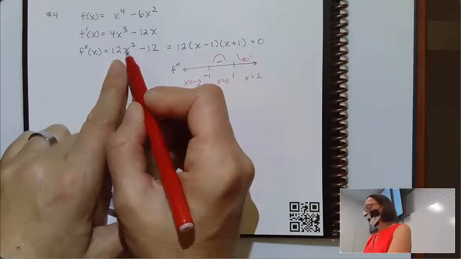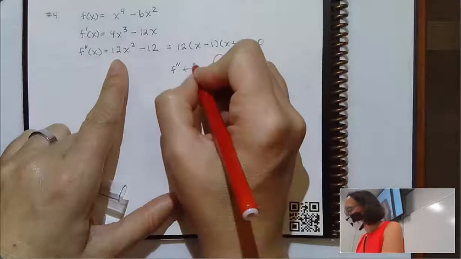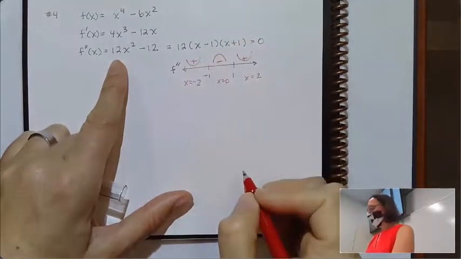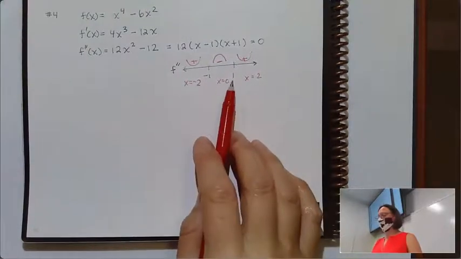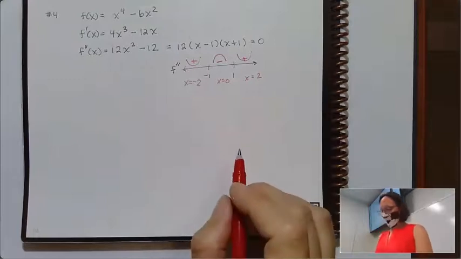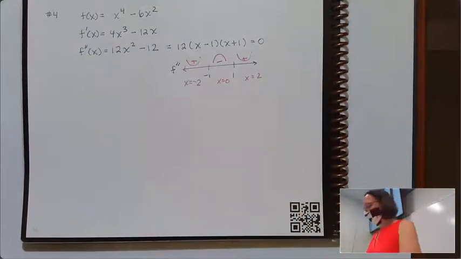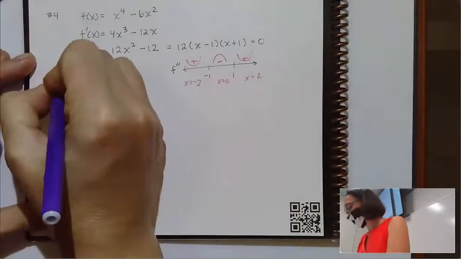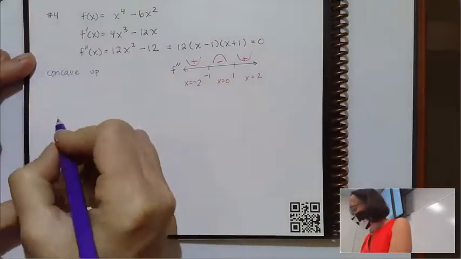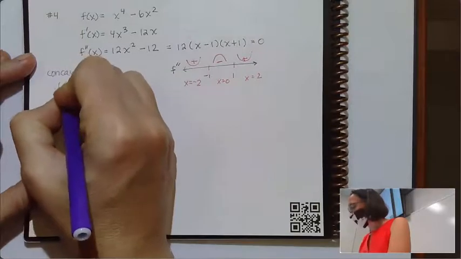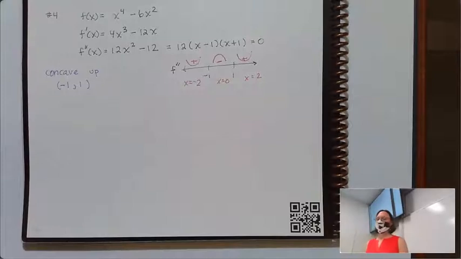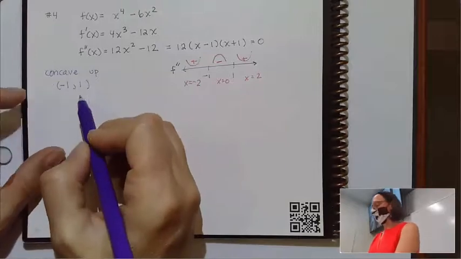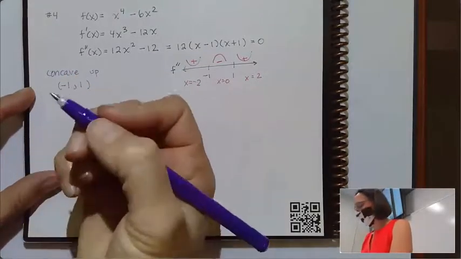So 12 times 4 minus 12, positive. So I know that I have points of inflection when x equals -1 and when x equals +1. And if I were doing the concave up, concave down bit here, looks to me like we're concave up on -1 to 1. Again, my concavity is 0 at -1 and at +1, so we're not going to include those. That's why we have the rounded brackets or parentheses.